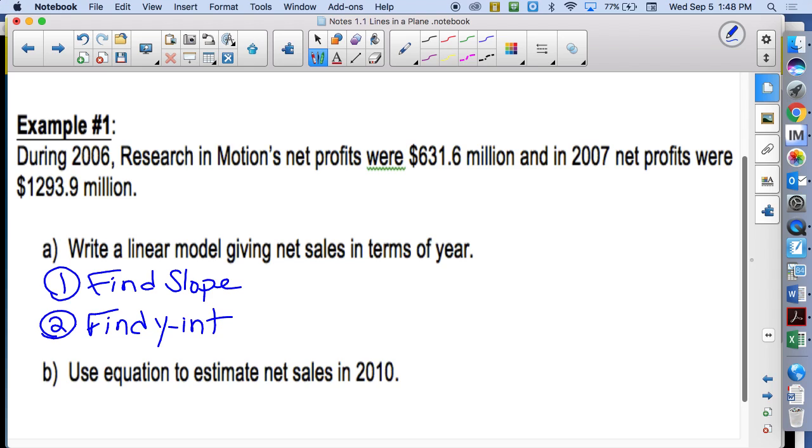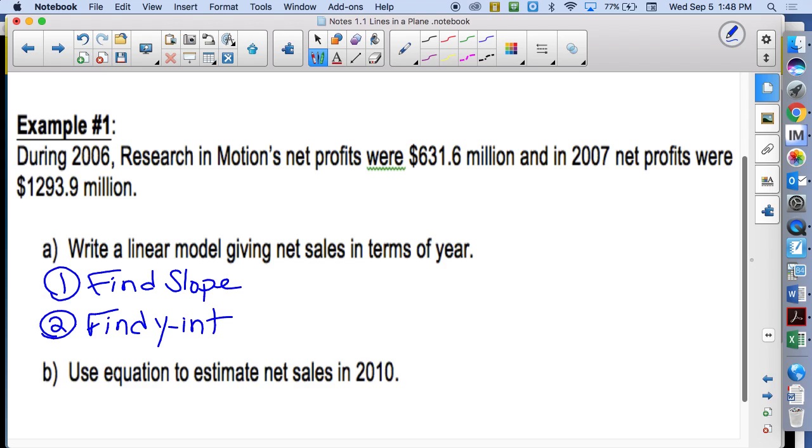How do we go about finding the slope when you have a word problem? So we talked about the slope formula. How do we use this information with slope, Chelsea? You could do 1,293.9 million minus 631.6 million over 2007 minus 2006. Okay, so she's kind of taking the information and treating them as ordered pairs, plugging them into the slope formula.